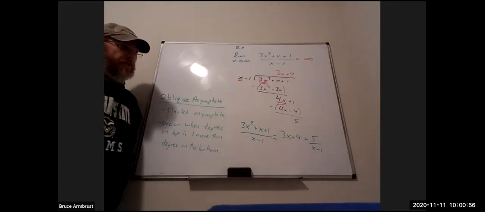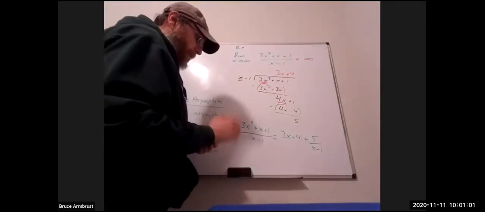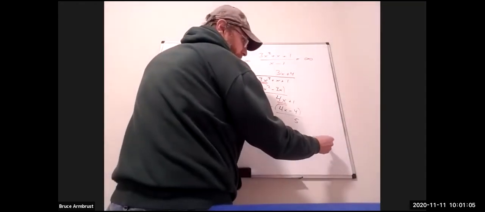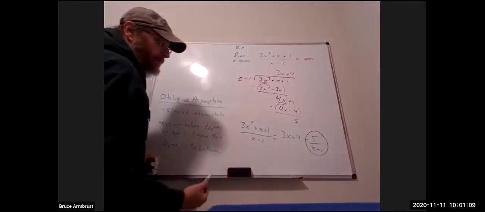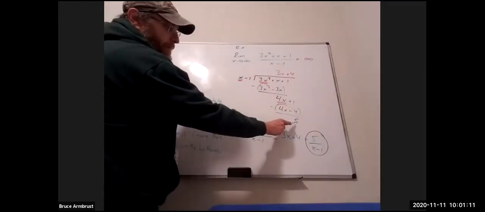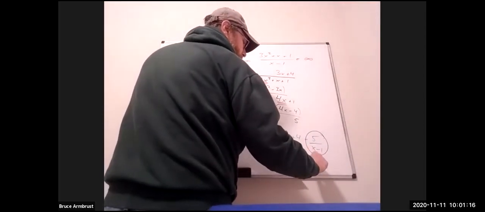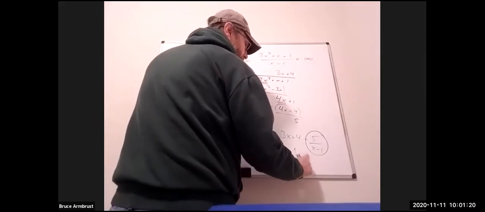All right, so doing this division brought us to this point. Now, here's what I want you to notice. Look at this last piece, the 5 over x minus 1. Right, that was the part that came from the remainder. This is going to go away. I'm just going to write here that this goes to 0.